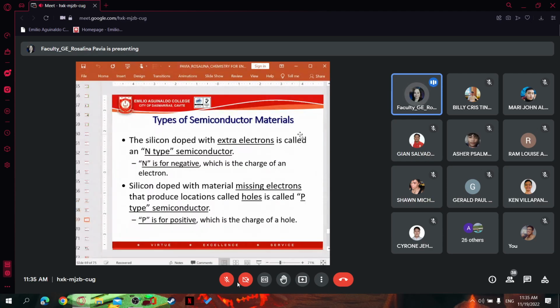Types of semiconductor materials. The silicon doped with extra electrons is called the N-type semiconductor. N stands for negative, which is the charge of an electron. So this is where we use silicon. Now, silicon doped with material missing electrons that produce locations, holes, is called the P-type semiconductor. That's boron. Boron is used here for doping. P is for positive, which is the charge of a hole. Okay, got it?